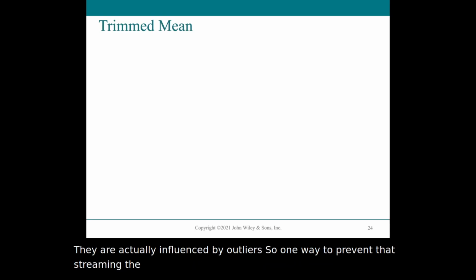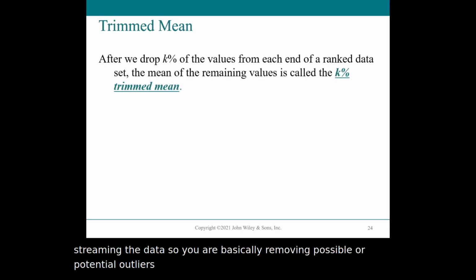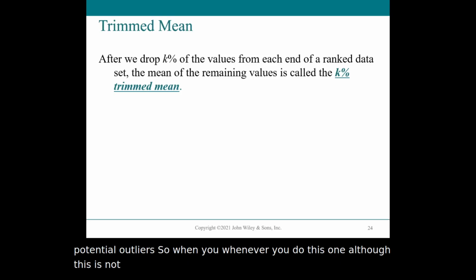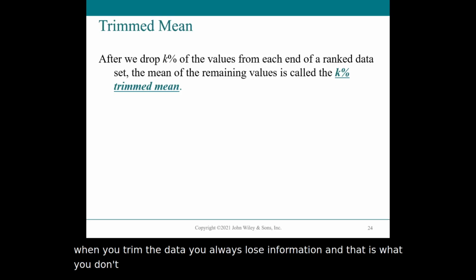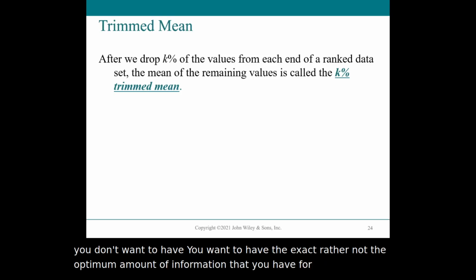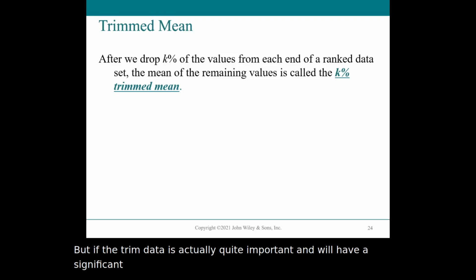So one way to prevent that is trimming the data. You are basically removing possible or potential outliers. Although this is not a common practice, because when you trim the data you always lose information, and that is what you don't want. You want the optimum amount of information for your selected data. What if the trimmed data is actually quite important and will have a significant impact on your study? So we rarely do the actual trimming.